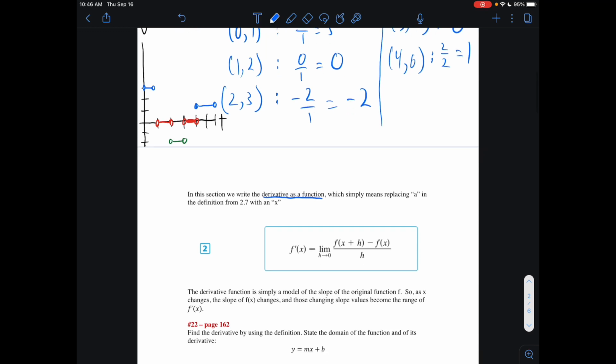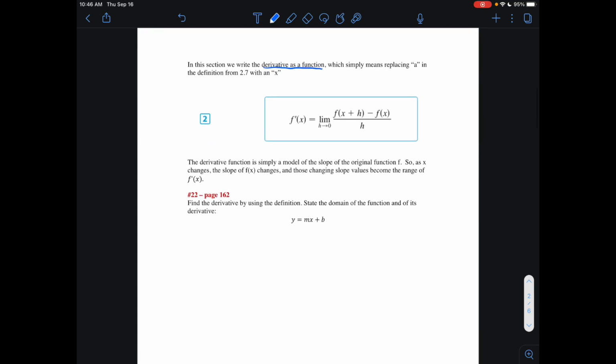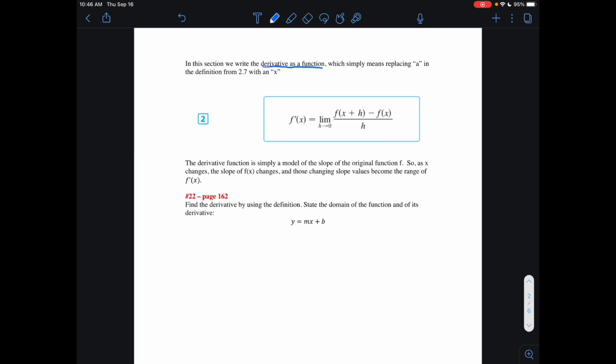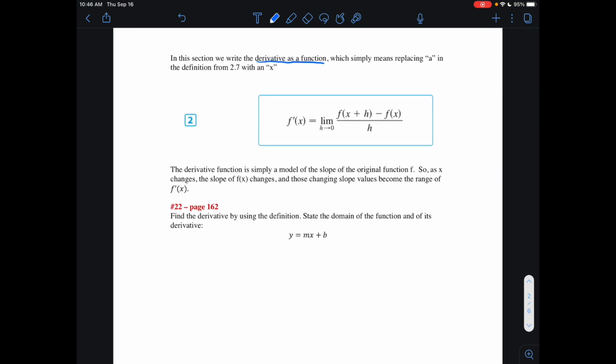So now let's look at another example. Number 22. This comes from page 162 in your textbook. Find the derivative by using the definition, meaning we're going to use this definition. State the domain of the function, meaning what are we allowed to put into the function, and also of its derivative. So we'll find the derivative first.